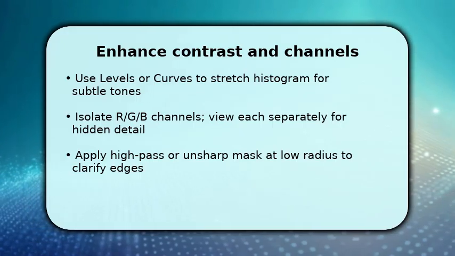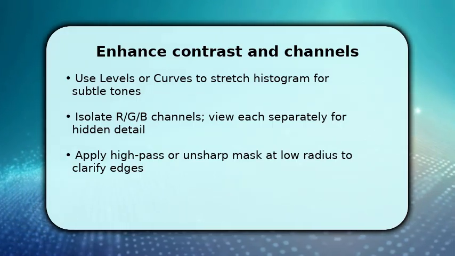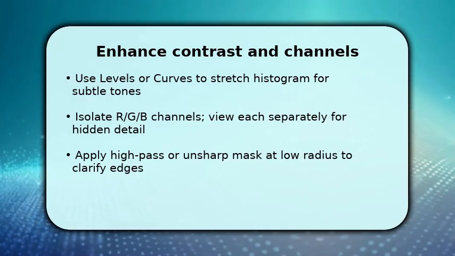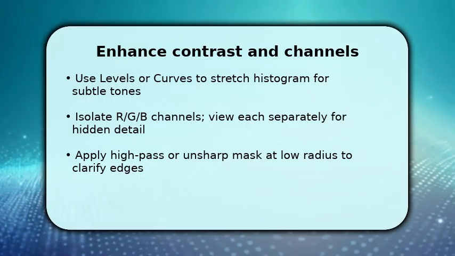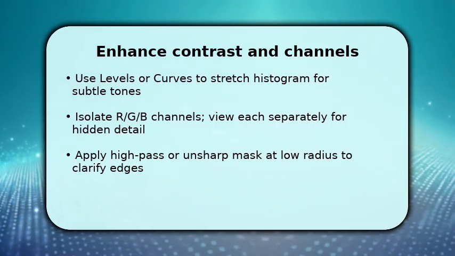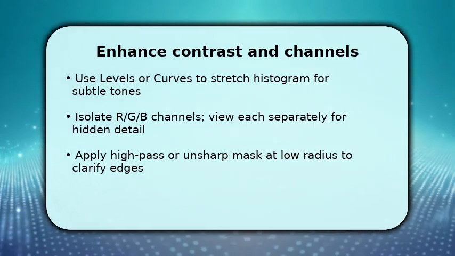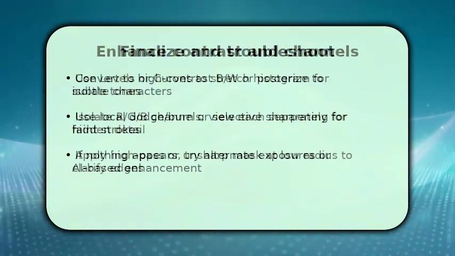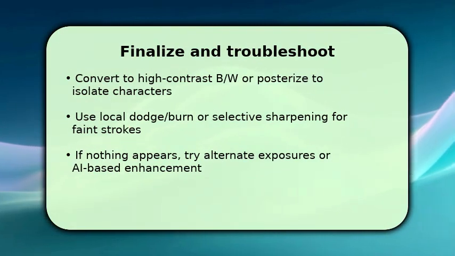Once you spot forms, apply a gentle high pass or unsharp mask to emphasize edges. Lower radius avoids artifacts. If color hides the text, convert to grayscale after enhancing the best channel, so shapes read more clearly. Finally, isolate and clean the revealed text so you can read or extract it.